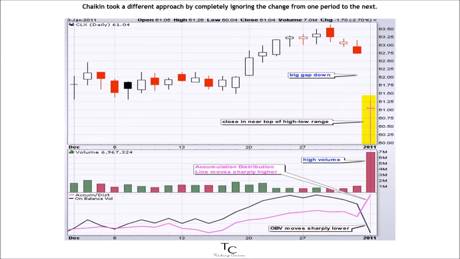Chaikin took a different approach by completely ignoring the change from one period to the next. Instead, the accumulation distribution line focuses on the level of the close relative to the high-low range for a given period: day, week, month. A security could gap down and close significantly lower, but the accumulation distribution line would rise if the close were above the midpoint of the high-low range.